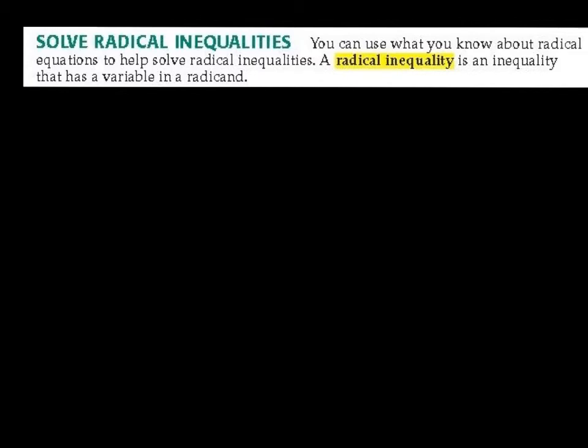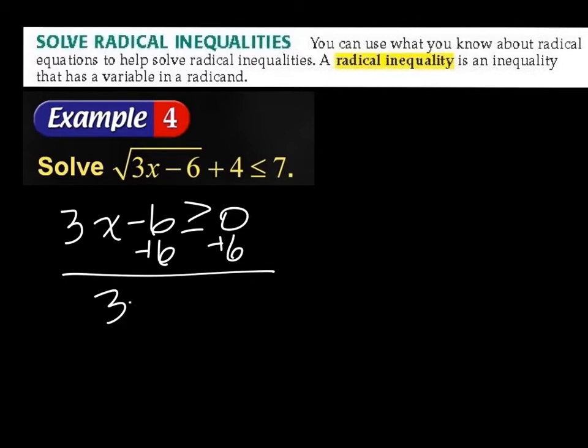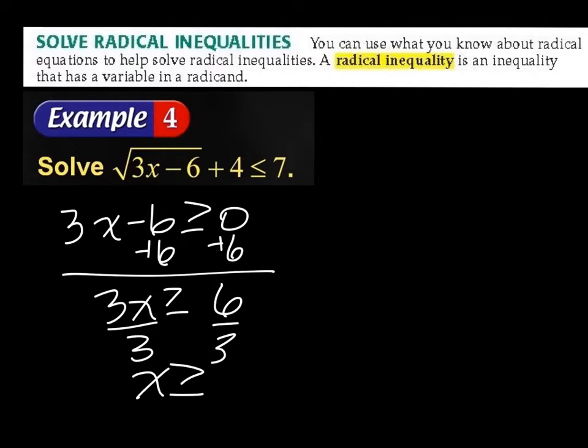You can use what you know about radical equations to help solve radical inequalities. A radical inequality is an inequality that has a variable in a radicand. To solve, first things first, we know that the radicand has to be greater than or equal to 0. So we can add 6 to both sides and divide both sides by 3. So we know, first of all, that x has to be greater than or equal to 2.